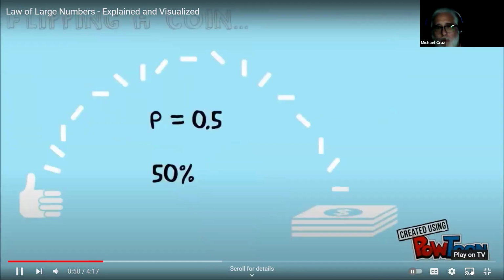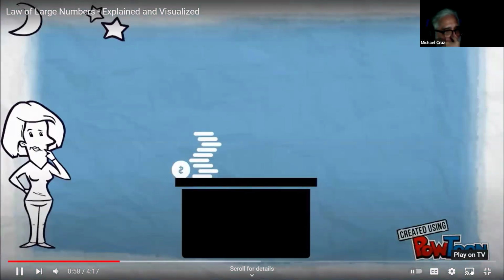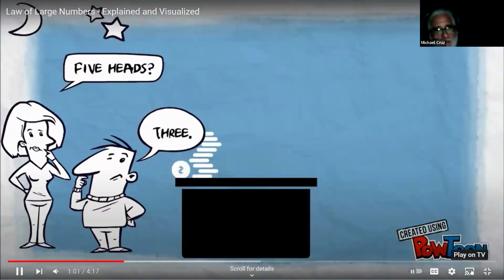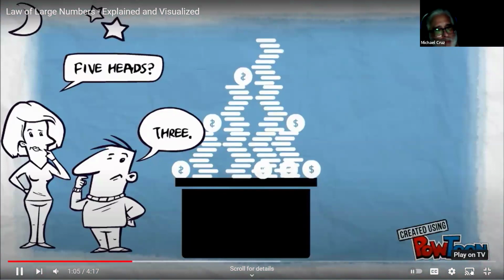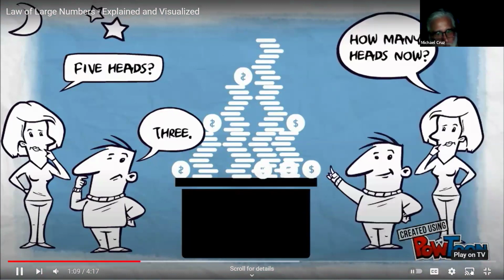Assuming the coin is fair, we know that the theoretical probability of flipping heads is 0.5 or 50%. However, that doesn't guarantee that if we flip a coin 10 times, we'll get 5 heads. But we can be confident that as we continue flipping a coin indefinitely, the cumulative proportion of heads flipped should get closer and closer to 50%.